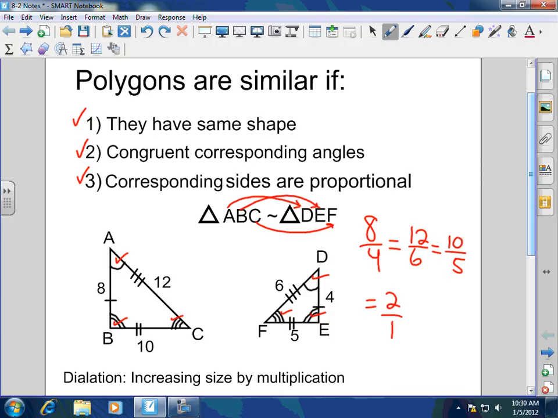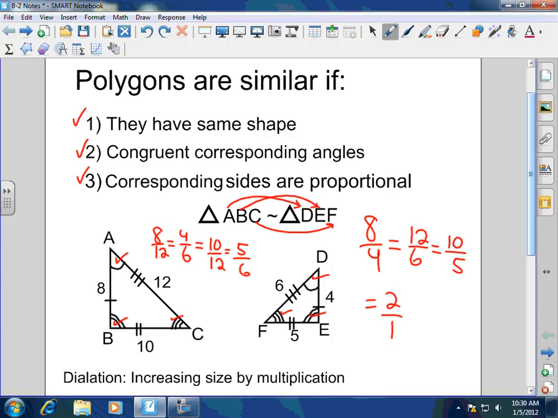Now, I could have done these ratios a little bit differently as well. I could have said, okay, 8 to 12 better be equal to 4 to 6. Why? Because 8 and 4 are the correspondings, and 12 and 6 are the correspondings. I can also say, well, then in that case, 10 to 12 better be equal to 5 to 6. And when you do the math there, they are all equal.